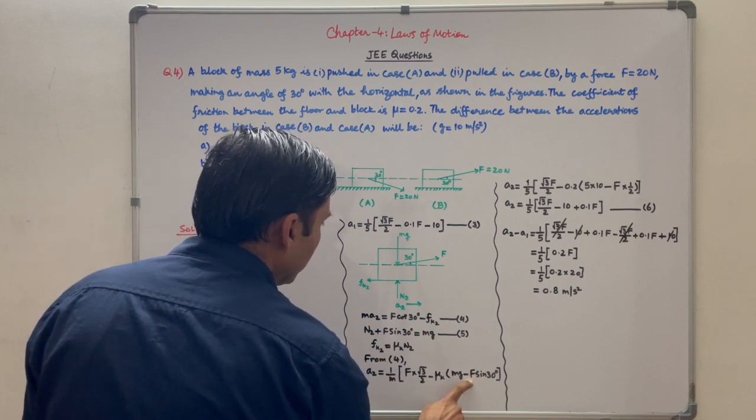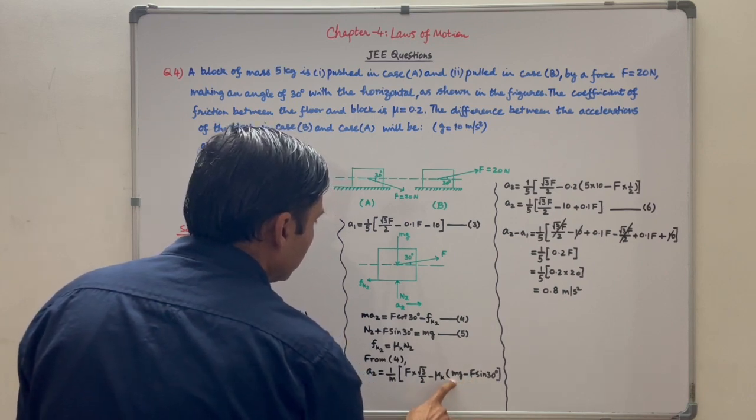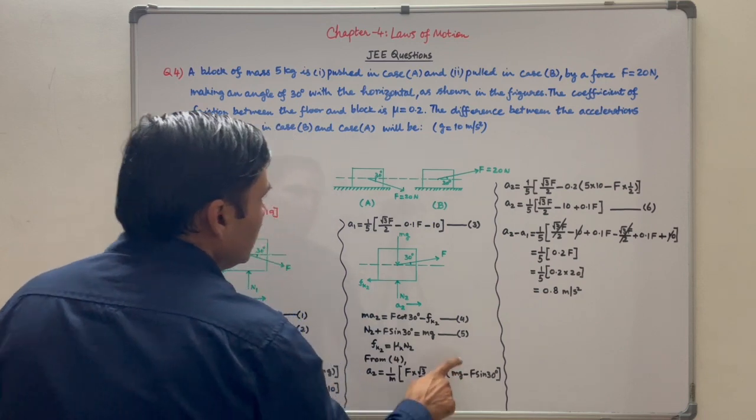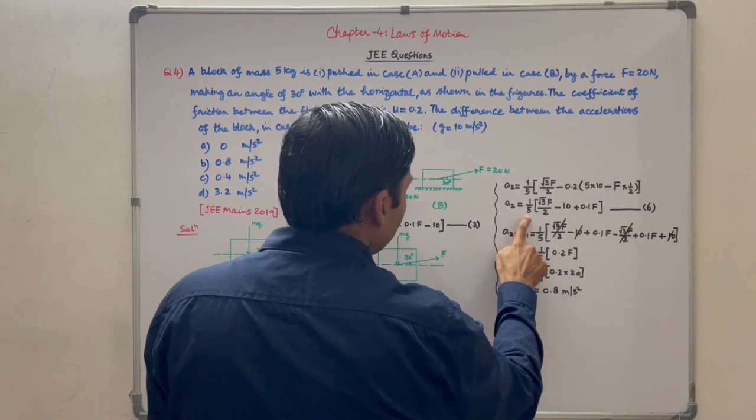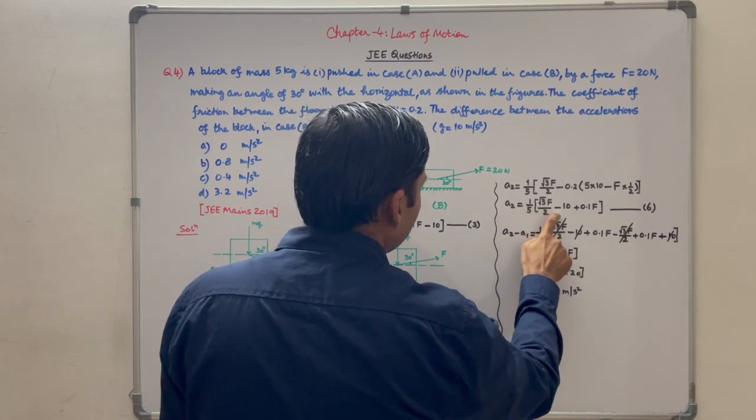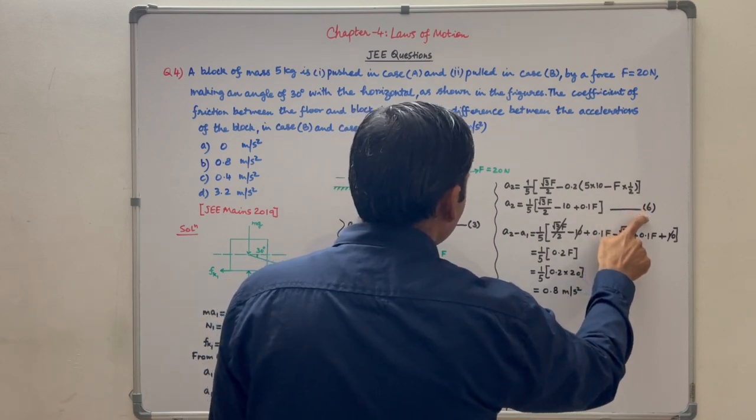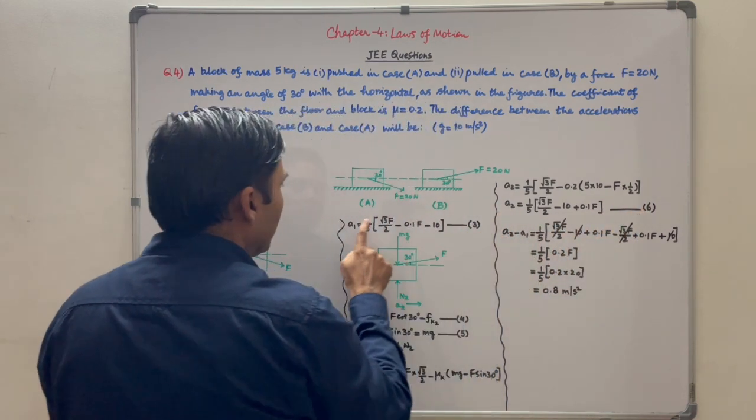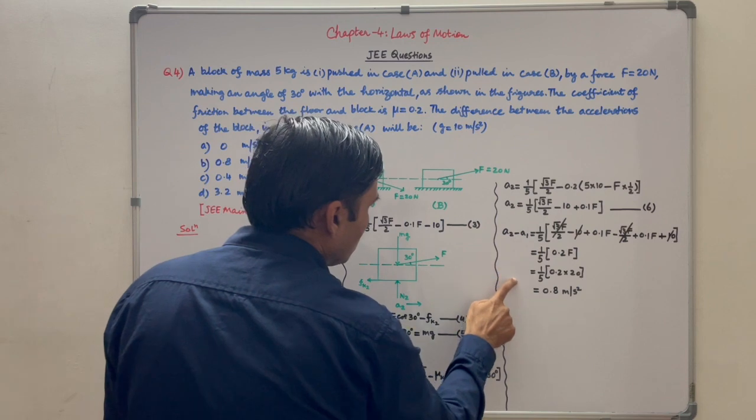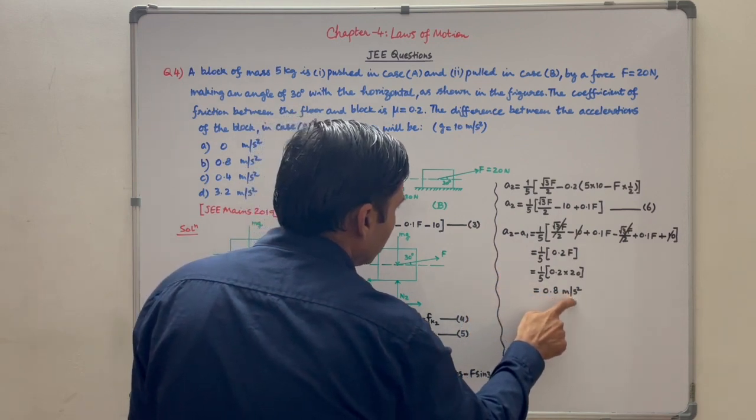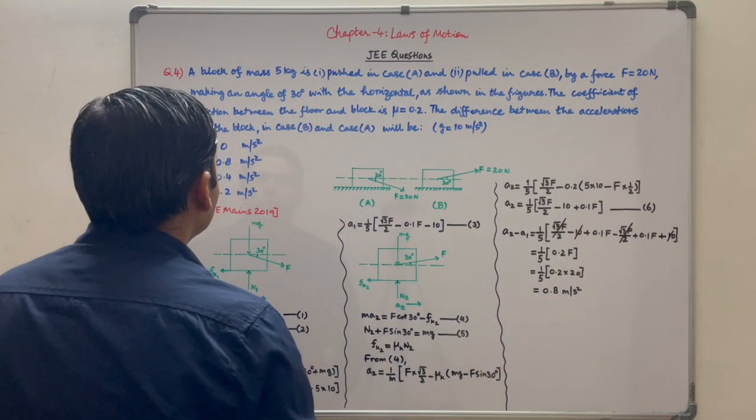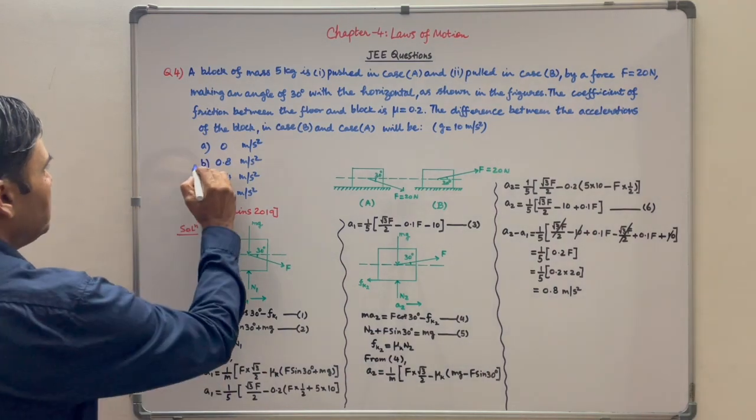We can put F as 20 Newton, m is given as 5 kg, g we can take 10 meter per second square. So A2 is equal to 1 by 5 into (root 3 F by 2 minus 10 plus 0.1 F). This is equation number 6. We have to find out A2 minus A1, and that comes out to be equal to 0.8 meter per second square. So the correct option is option B.